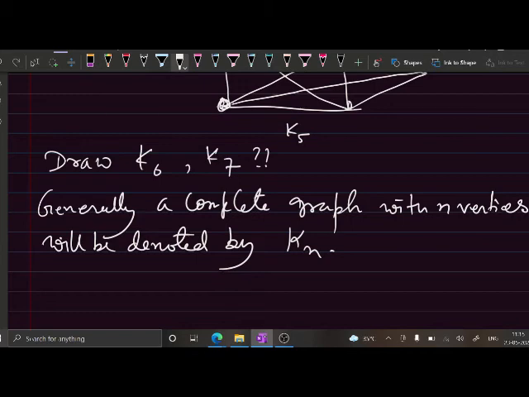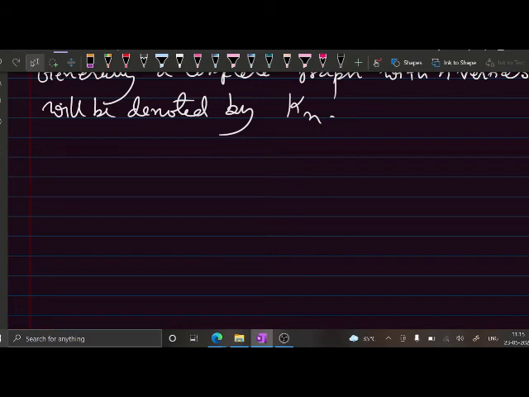Now a very interesting fact is that if a simple graph is given, then corresponding to this graph you may associate an n cross n matrix. That means suppose you have a graph where the number of vertices is n, then this will associate a matrix of order n cross n. But what would be the matrix corresponding to a simple graph? These matrices are called adjacency matrices.